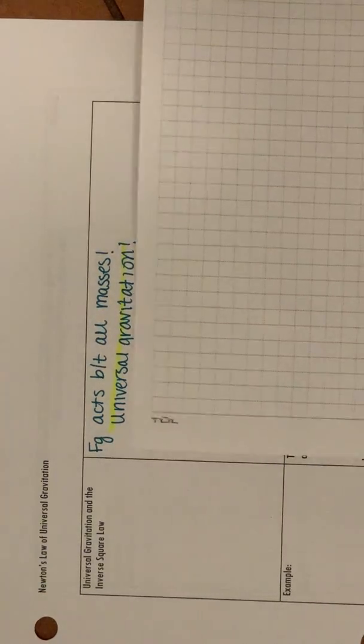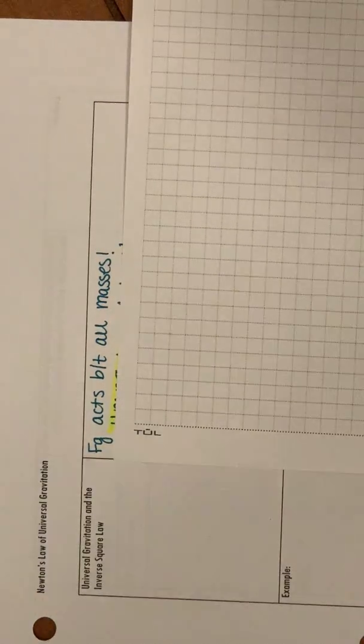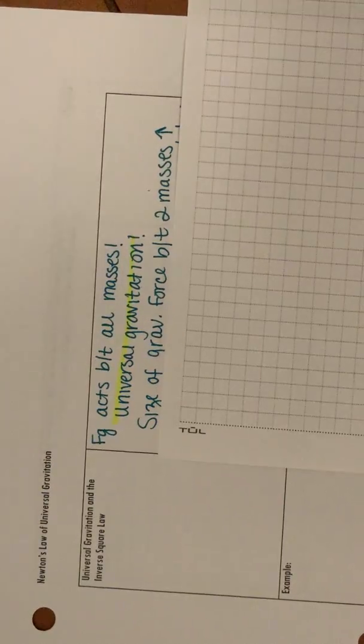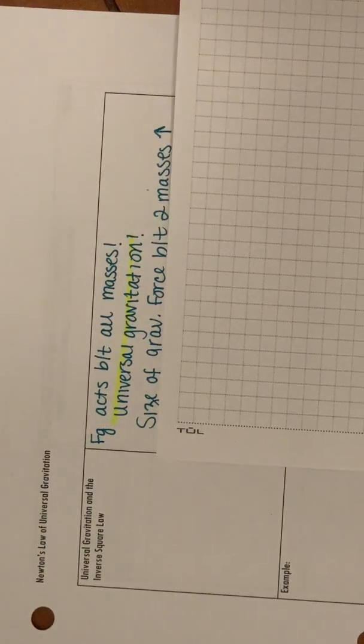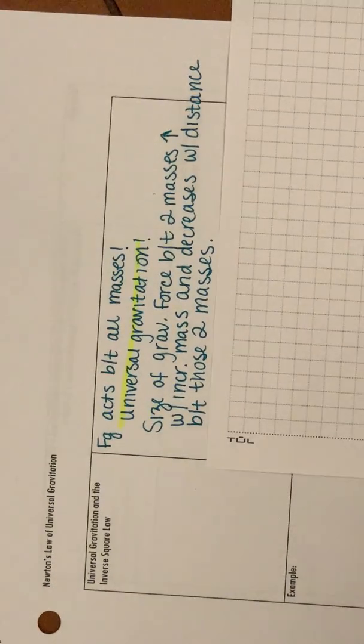So what we do know is that the size of that gravitational force between two masses is going to increase with increasing mass. So in other words, the larger the mass is, the greater the gravitational field strength it has. But the further away those objects are, the lesser the force of gravity is between those two masses.